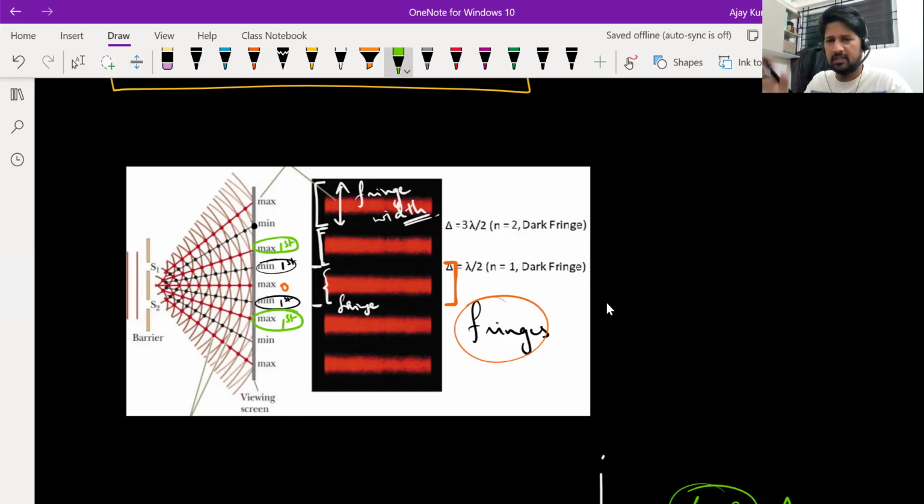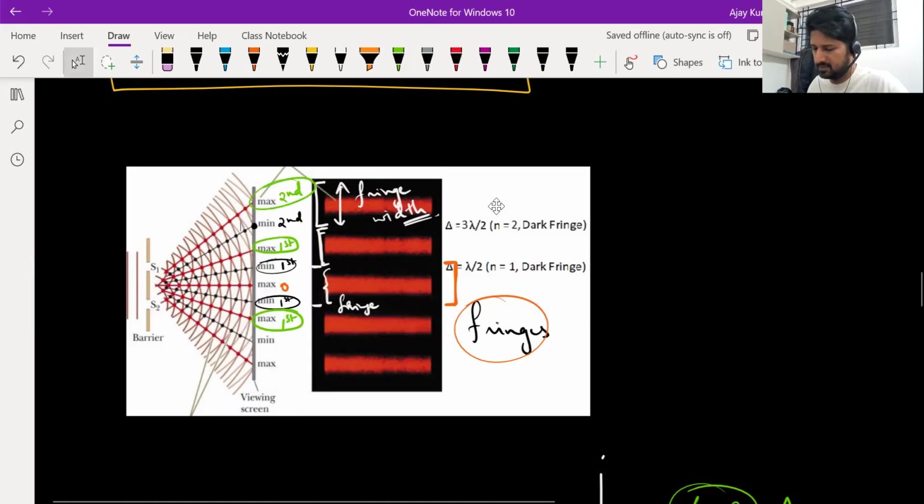Central maximum, the number is 0. On either side, you will have minima first, called the first minima. After that, the maxima that you get are called the first maxima. Then you will have the second minimum, and after that the second maximum, and so on. That is how the numbers are written.